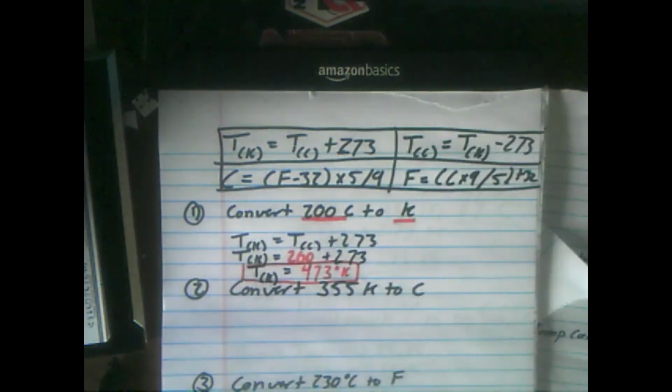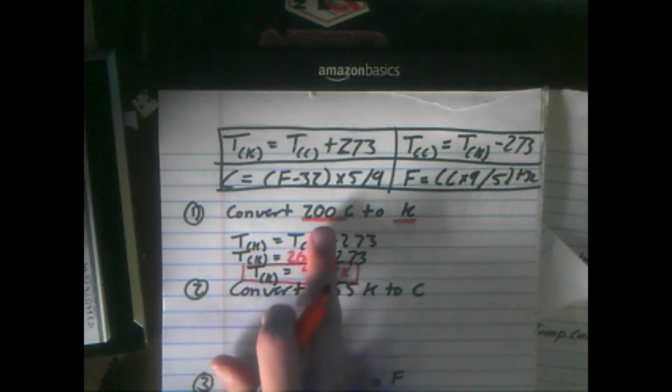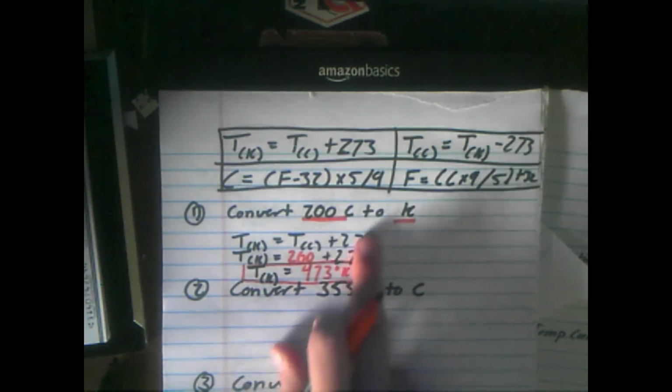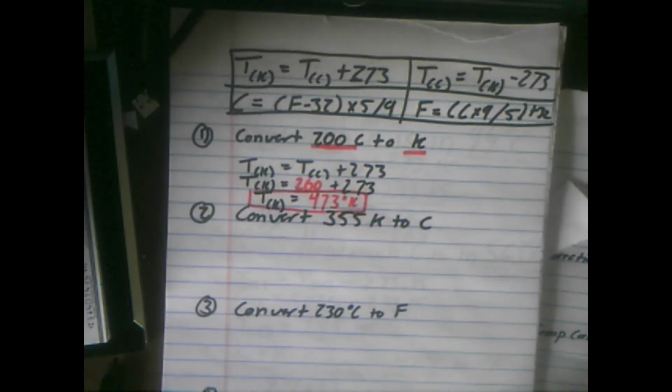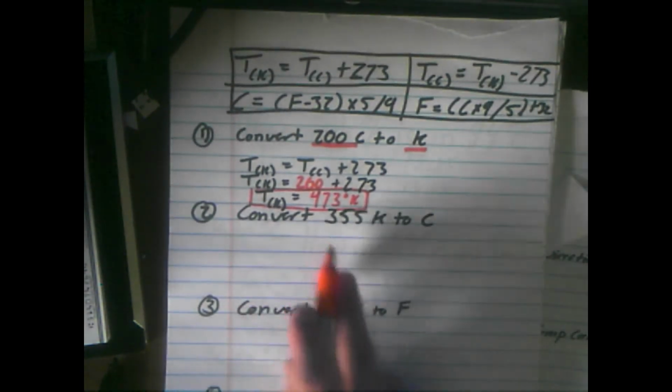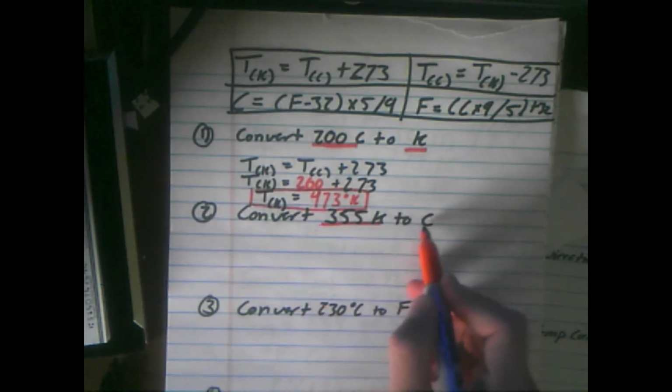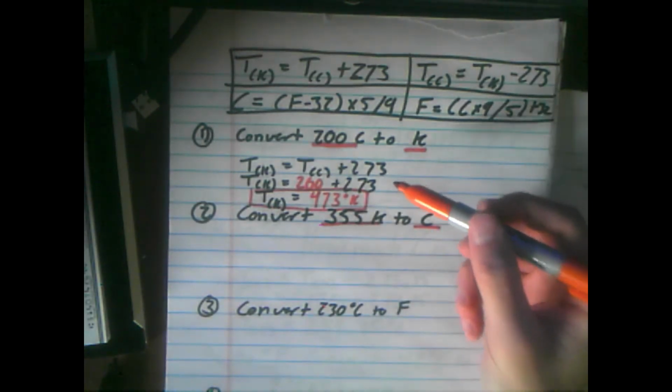So that's how you do the first one. That's how you go from Celsius to Kelvin. You just add 273 to whatever degrees Celsius you had. Now for the second example, we're going to be converting from 355 Kelvin to Celsius. We're going to do the reverse of number 1.